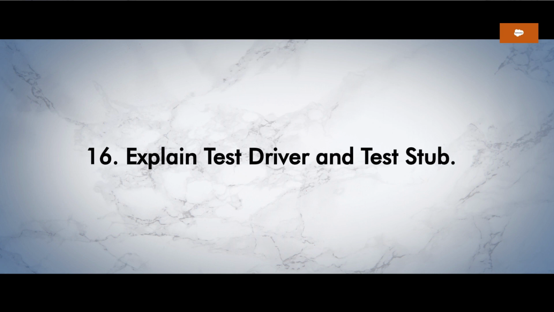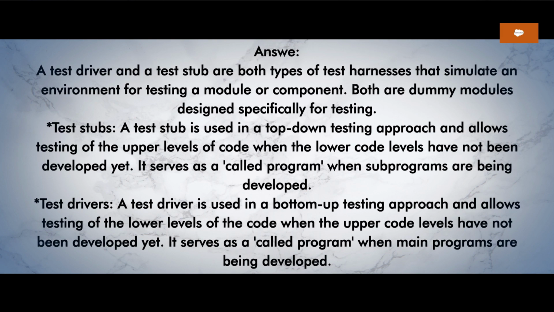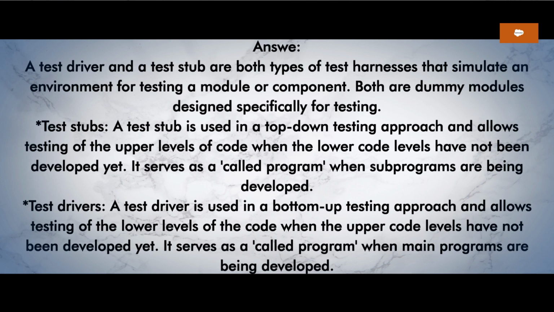16. Explain test driver and test stub. Answer. A test driver and a test stub are both types of test harnesses that simulate an environment for testing a module or component. Both are dummy modules designed specifically for testing. Test stubs. A test stub is used in a top-down testing approach and allows testing of the upper levels of code when the lower code levels have not been developed yet. It serves as a called program when subprograms are being developed.